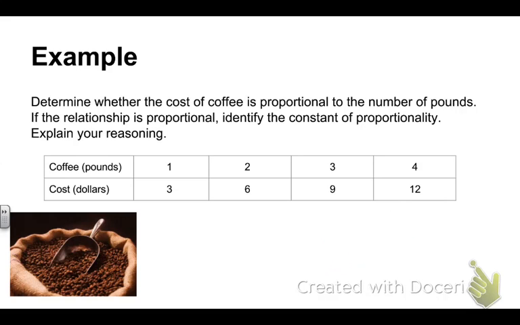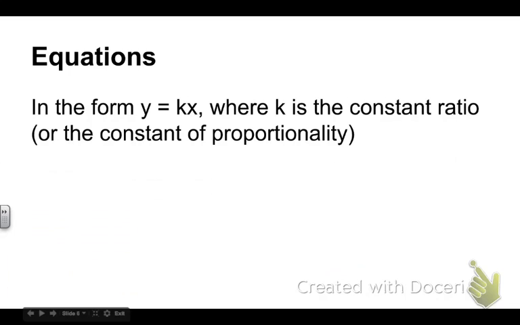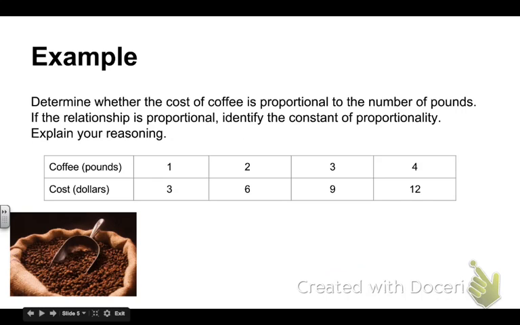So here's an example for you. We've got to determine whether the cost of coffee is proportional to the number of pounds. If the relationship is proportional, then identify the constant of proportionality. Explain your reasoning. Now, let me give you a little hint. Always put the cost first. We should have talked about that in class. But 3, oops, I need my pen. Alright, so we've got 3 to 1, which is just going to be 3.